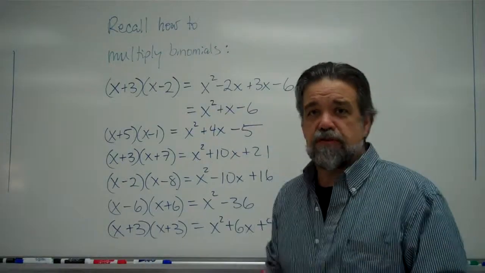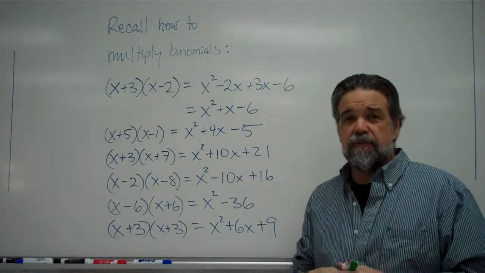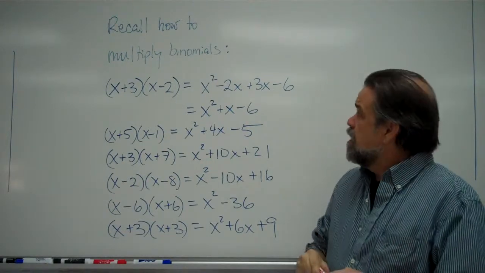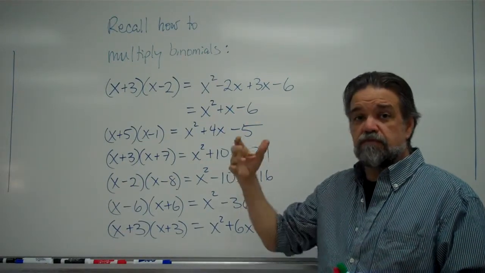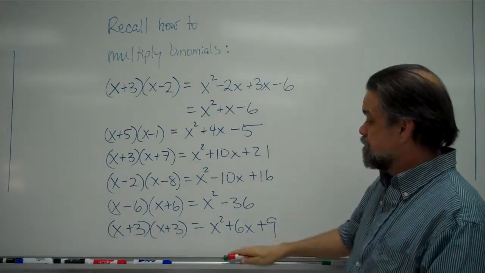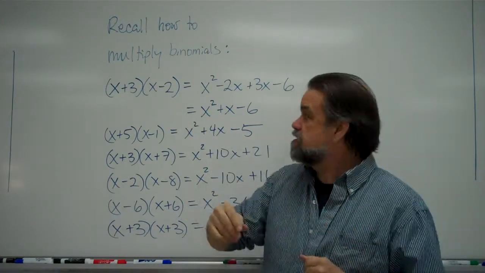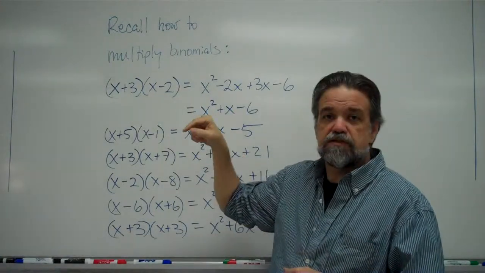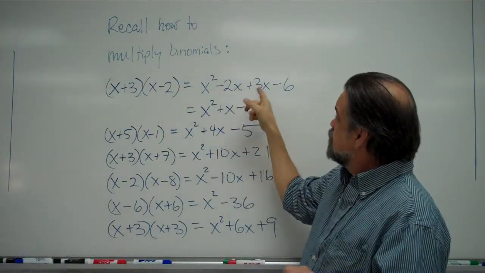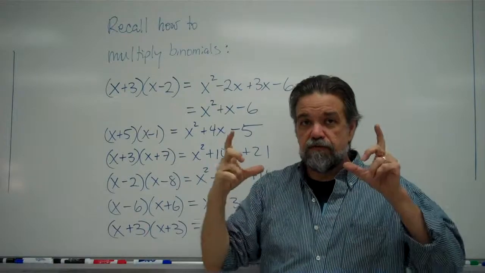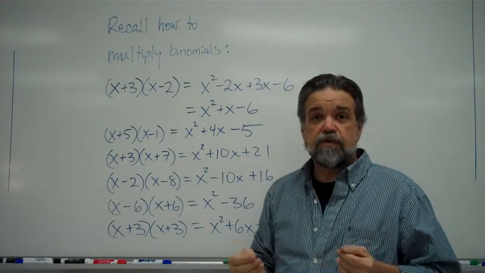First off, before we start factoring, let's remember how to multiply binomials, because what we're gonna do is go backwards in multiplying binomials. So, let's start with an example. x plus 3 times x minus 2. And what we get is x squared minus 2x plus 3x minus 6. We get four terms there. How do we get those four terms?